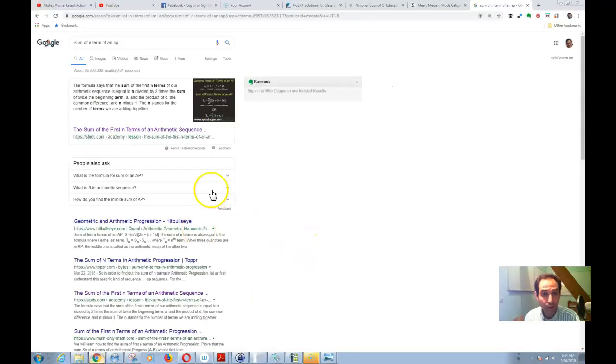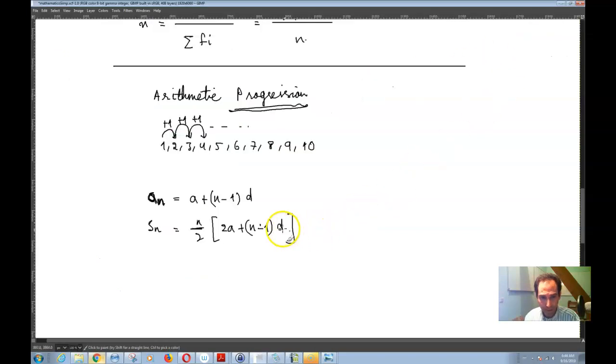Now, let me see if I wrote that right, 2a plus n minus 1 times d. So this gives you the nth term in an arithmetic progression, meaning that in this arithmetic progression, the first term is called a. In this formula, a refers to the first term here.